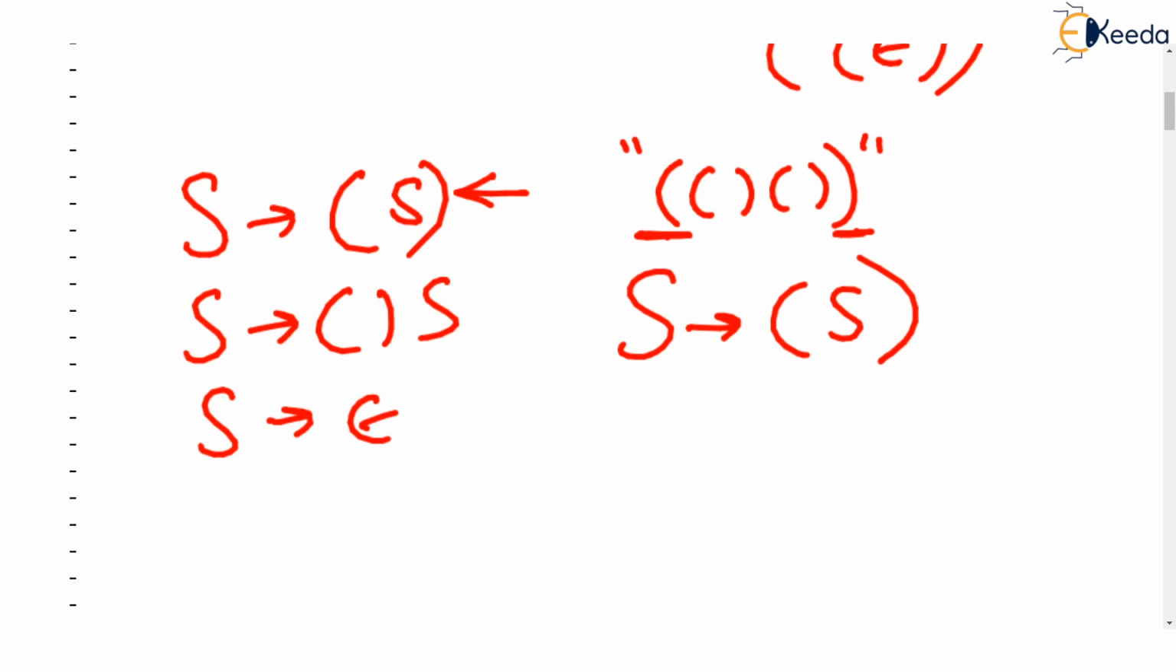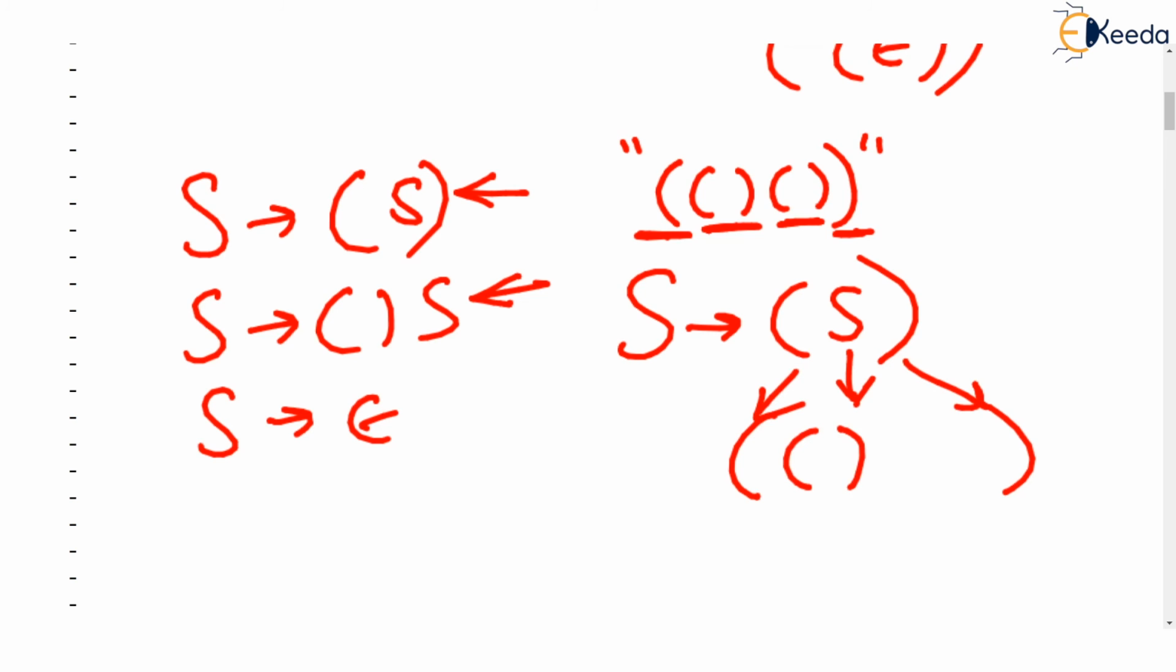Now what? Yes, you might have guessed it right. Now you want this pair of open and close brackets, right? So you can use the second production. I will replace this S, keeping this open bracket and close bracket as they are, with open bracket, close bracket, and S. Look at this right hand side over here. We have used this. Nice.